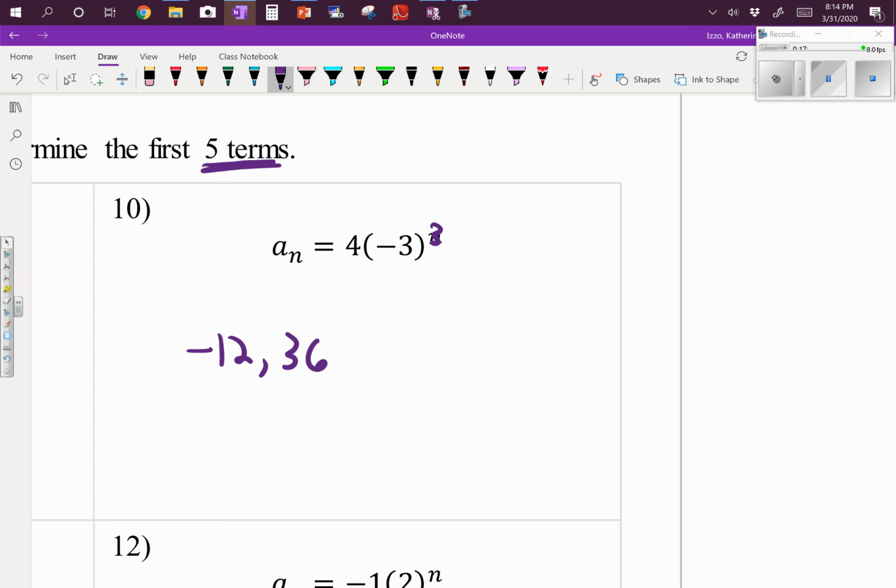Okay, now we've got the cubed. -3 cubed. Notice I'm doing the exponent first. That's because of PEMDAS. I'm doing the exponent before I do the multiplication there. So first we deal with the exponent. So -3 cubed. -3 times -3 is 9, +9. And then +9 times -3 is going to be -27. -27 times 4 is -108.